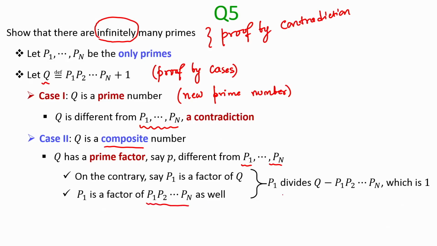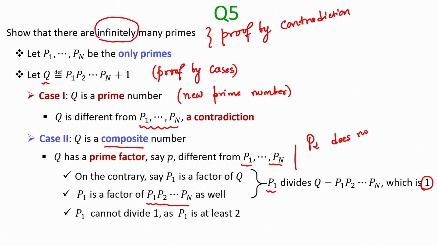So, that means you have now a prime number p1, which divides both q as well as the product of p1 to pn. That means it will divide the difference of q and the product of p1 to pn, but the difference of q and the product of p1 to pn is 1. That means p1 divides 1, but that is not possible because p1 is at least 2, because you are assuming that p1 to pn are primes and the smallest prime that is possible is 2, and 2 can't divide 1, right. That means we have shown here that p1 cannot divide your number q. In the same way, we can show that p2 does not divide q. In the same way, we can show that pi also does not divide q.